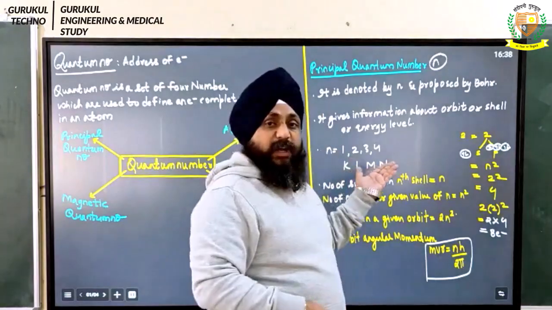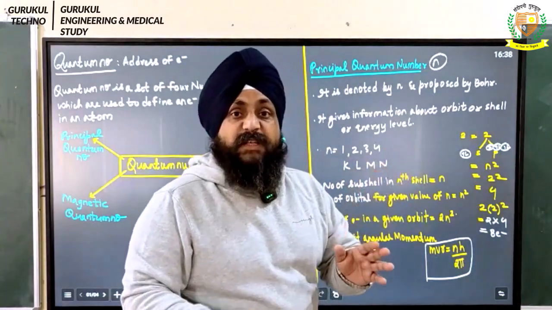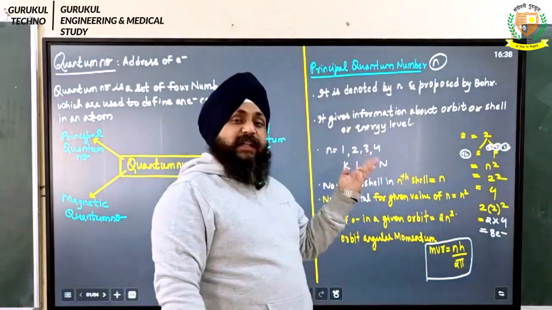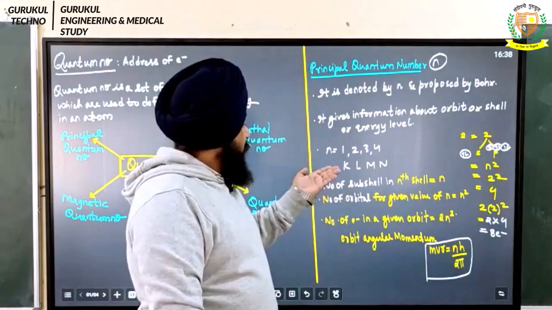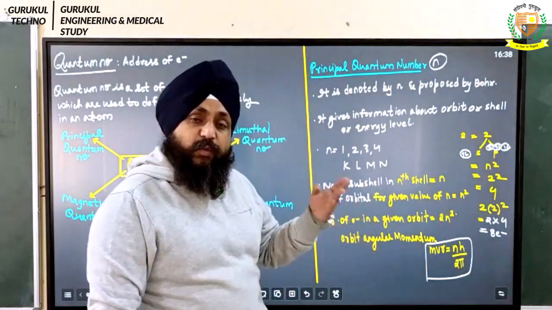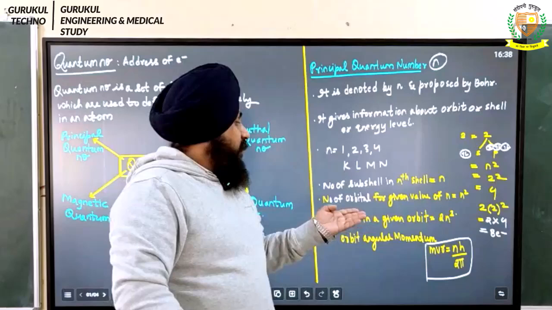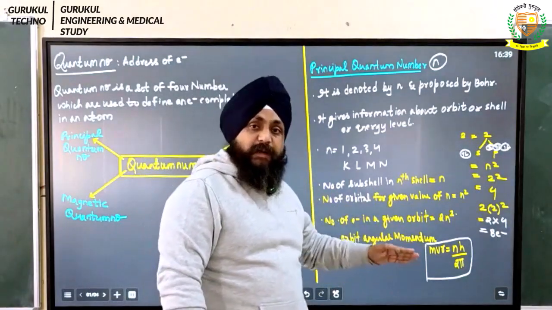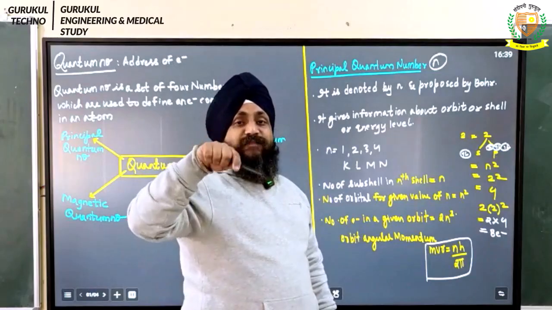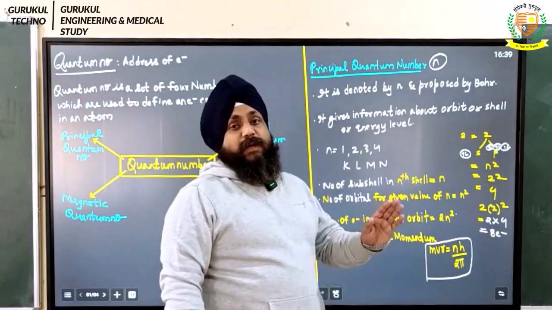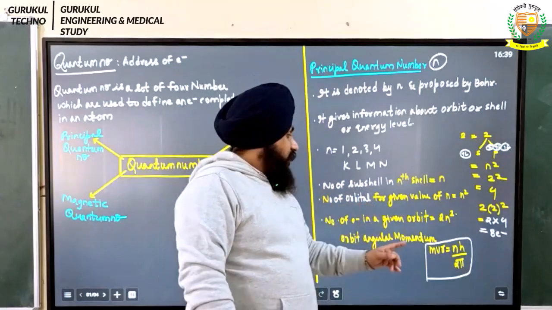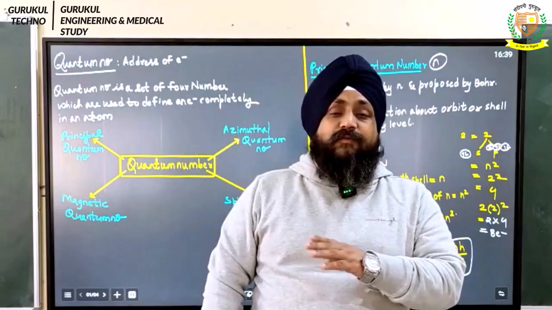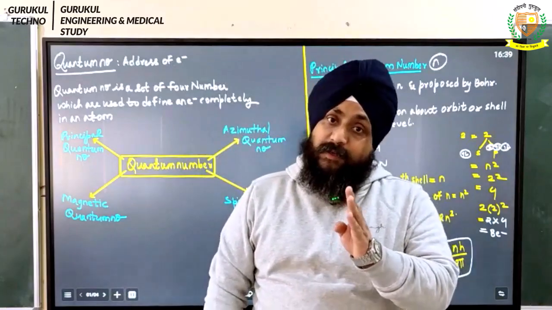Okay, its value can be 1, 2, 3, 4. Its value can never be 0. Then the number of subshells in the nth shell is n. The number of orbitals is n square. The number of electrons is 2n square, and the orbital angular momentum formula is mvr equals nh by 2 pi. So this is about the very first quantum number, which is your principal quantum number.